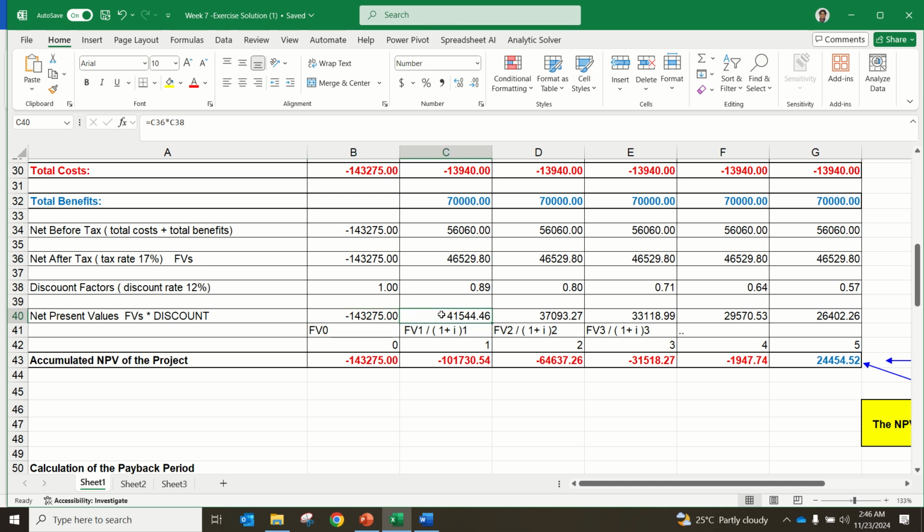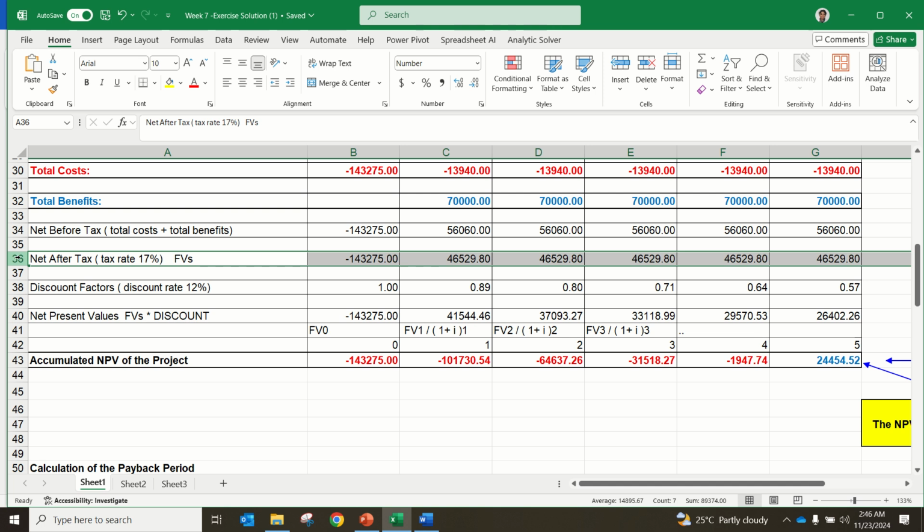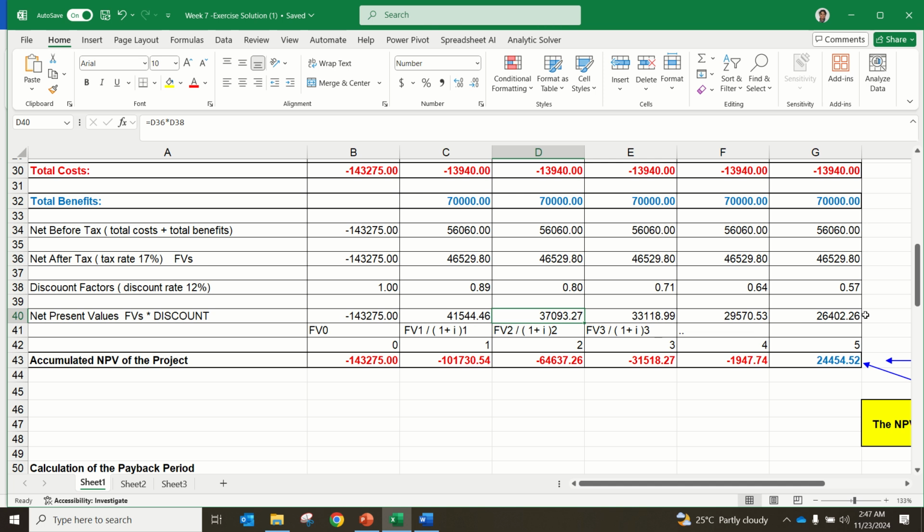Now how will you calculate FV1 into 1 by 1 plus i, the whole raised to 1? You will calculate that by multiplying these two values. Like that you will calculate and find out all the individual values. This into this will give you this value. This 36 is this one into your discount rate, which gives you this value. That is how each of these values is calculated.